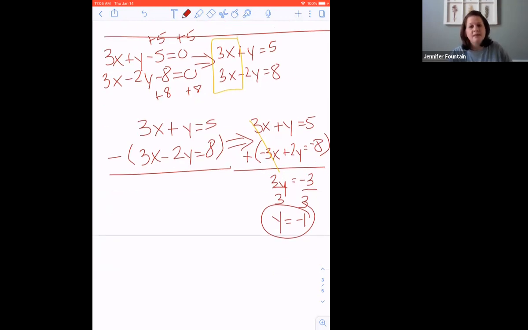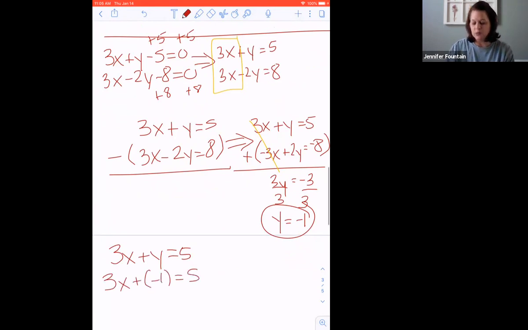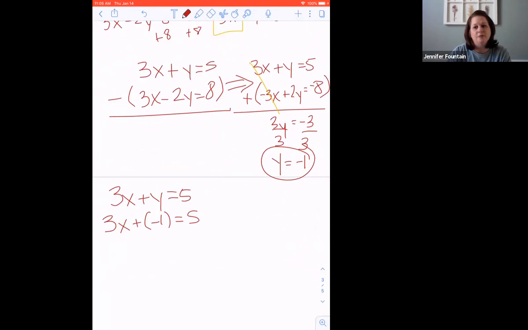So I need to plug that value in to one of my previous equations to solve for x. I'm going to use the 3x plus y equals 5. I'm going to plug in that -1. So 3x plus -1 equals 5. So I know if I have plus a negative, that's the same as 3x minus 1 equals 5.